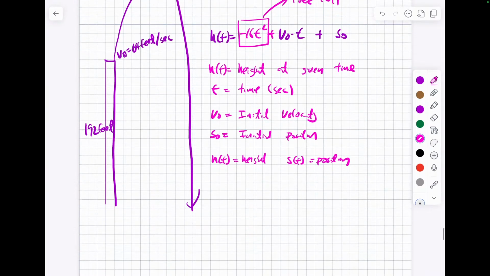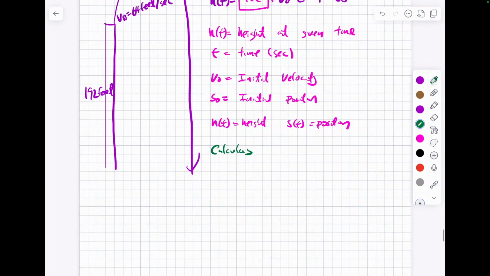Now, knowing the calculus part, where's the calculus? Calculus says the h prime of t is equal to velocity. And h double prime of t is equal to acceleration. So if you take a first derivative, it's a velocity equation. If you take a second derivative, it's acceleration.